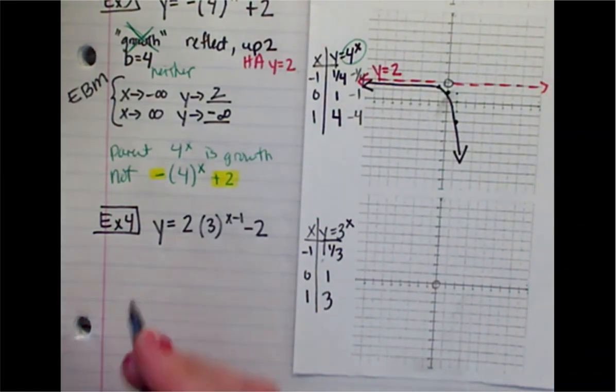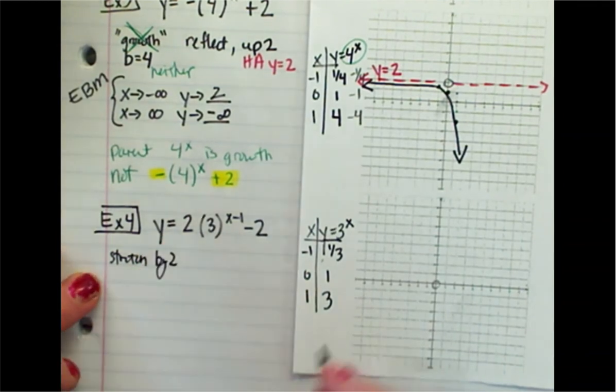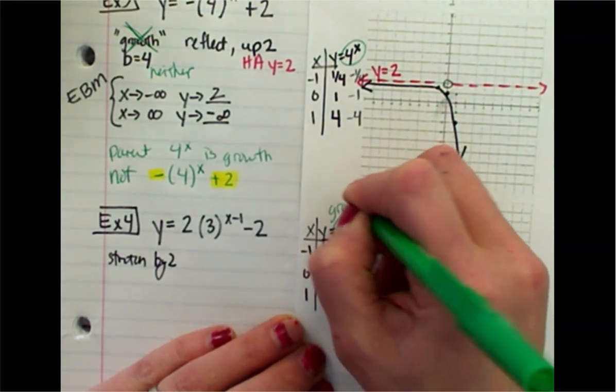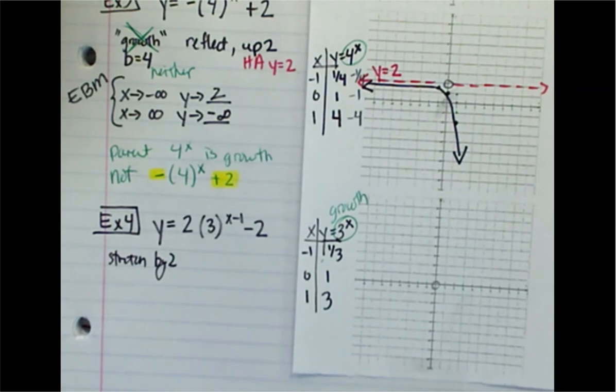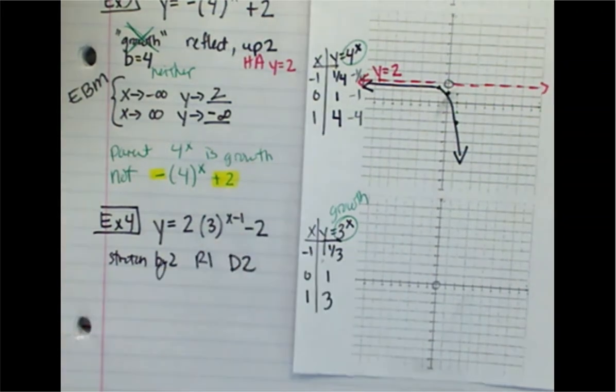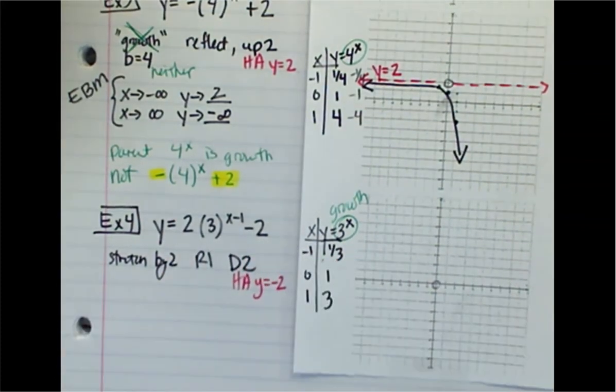Okay, so we get stretch by 2. Okay, I guess over here, I'm going to do it here. This part is growth, and then I'm going to transform it. This is the part that's growth, not necessarily the transformation. And then we're going to get right 1, down 2, right next to the down 2, I'm going to say, okay, my HA is y equals -2, just right, that K value, that is the horizontal asymptote. Now we're going to move it, and we're going to do the points.